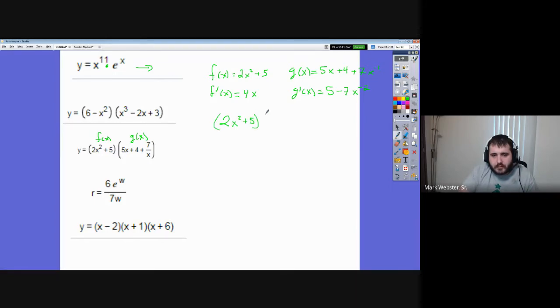Left d right plus right d left. That's a 4. But yeah, it's not designed to be difficult. Don't let it be difficult.